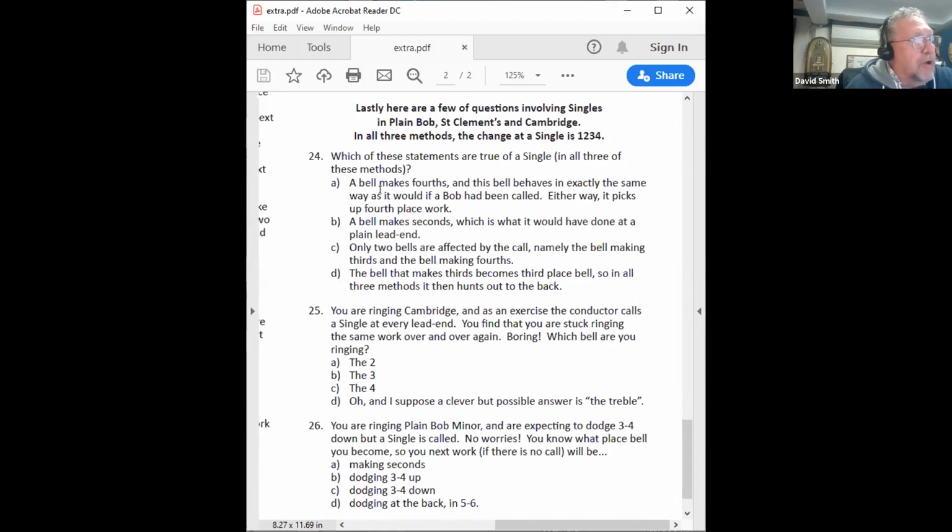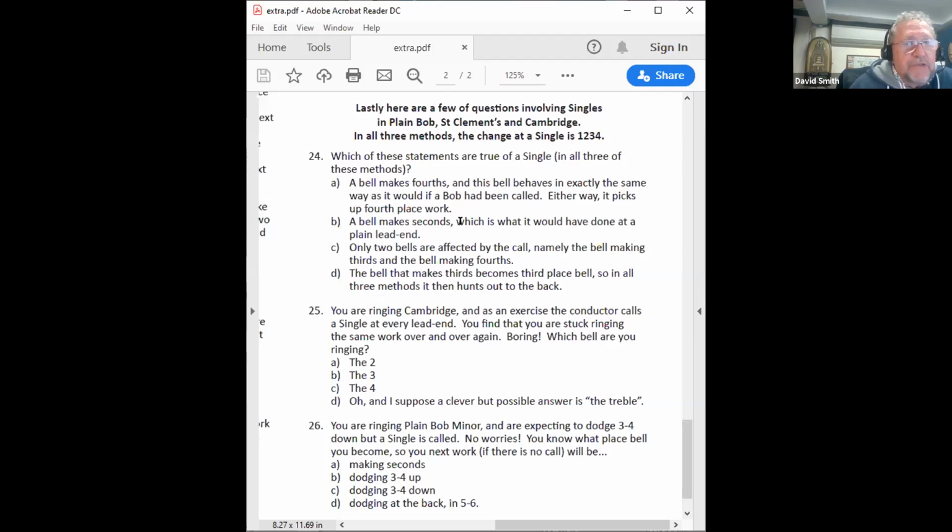Now, if you remember what happens at a bob, in these methods, a bell also makes fourths at a bob. So it is true, yes, a bell makes fourths. It wouldn't do it at a plain lead end, but that is what happens if a bob's called. So whether it's a bob or a single, if you are in fourth position at the hand stroke of the lead end, you're going to stay there. You make fourths. And because it's made fourths, it picks up fourth place work because that's where it is. It finishes up in fourth position, so it carries on doing whatever fourth place bell does in that particular method, which could be different things according to the method. But at a single, just like a bob, a bell makes fourths.